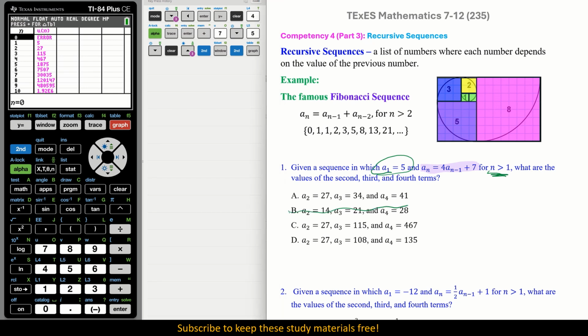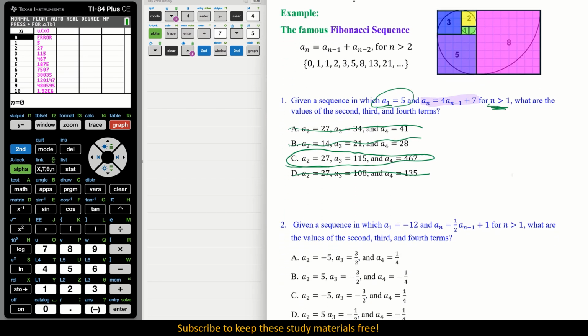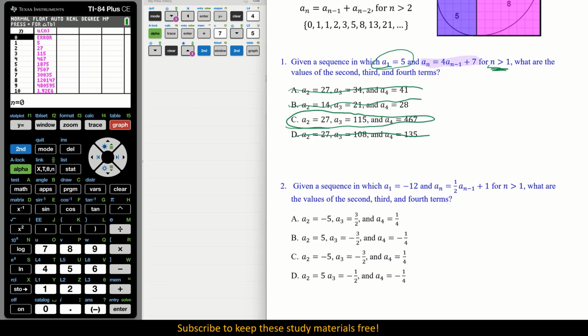So that gets rid of B. Our third one is 115. Well, that gets rid of A and D. And the fourth one is 467. C has been verified. Okay, now let's go to the next one.